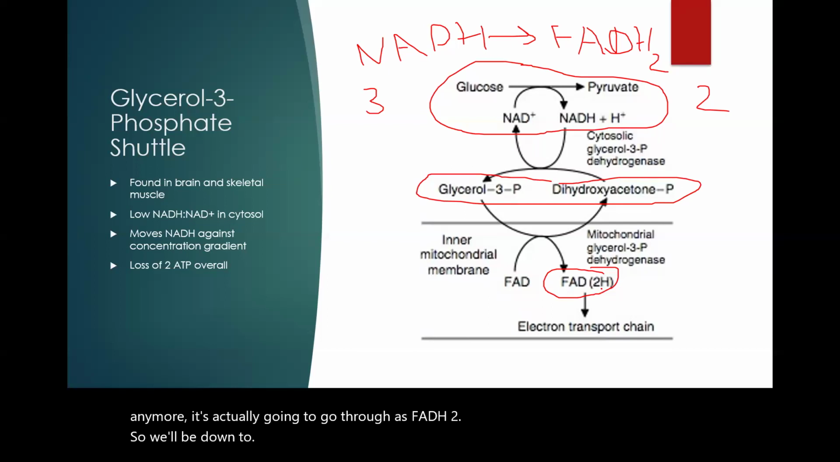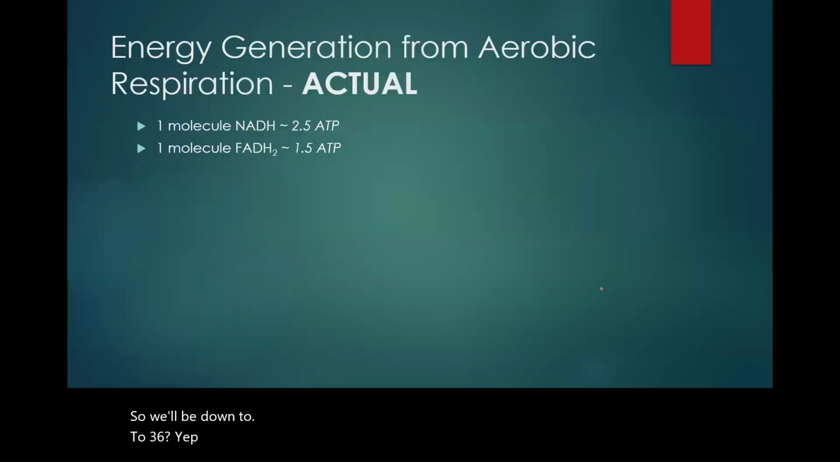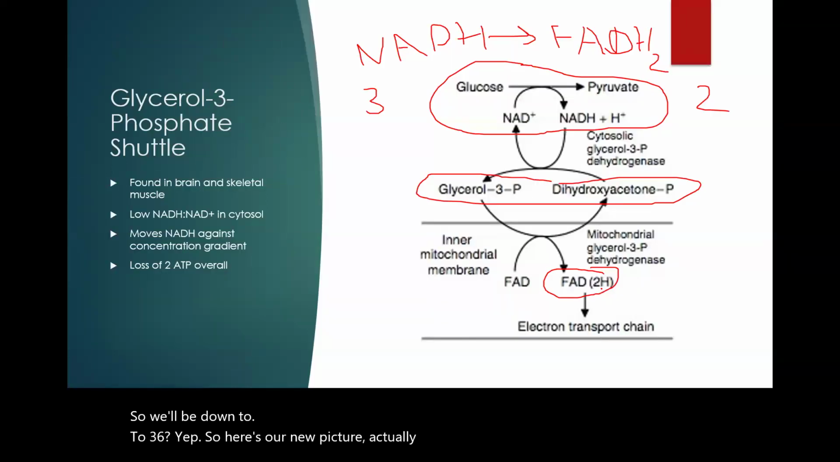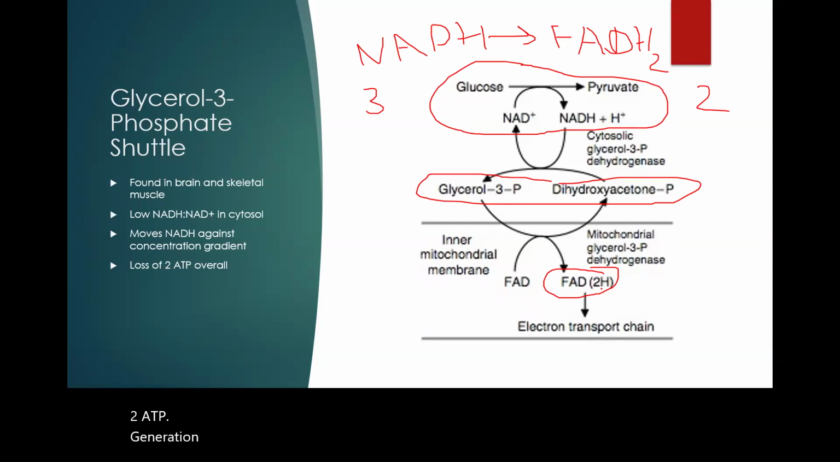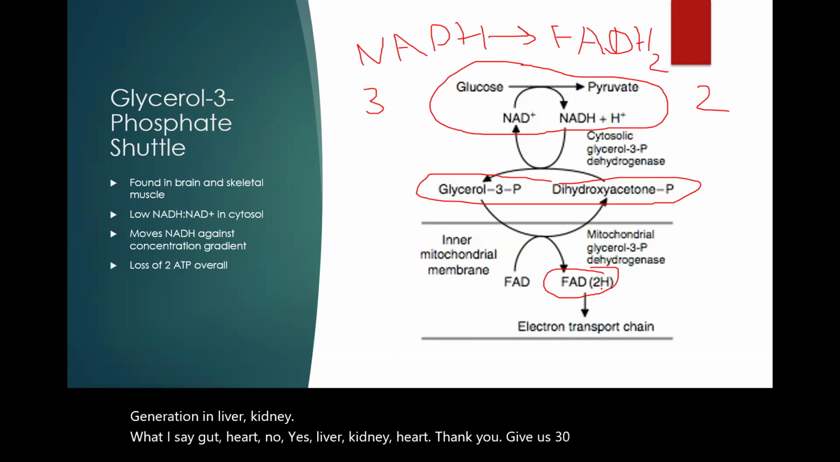So 36. Yep, so here's our new picture. Well, actually, we'll do an actual now. So 36 total. So if you're thinking about NPLEX rules using the conversion factor of NADH is 3 ATP and FADH2 is 2 ATP, generation in liver, kidney, what did I say? Gut? Heart. No, yes, liver, kidney, heart. Thank you. Gives us 38. Generation in brain and skeletal muscle gives us 36.